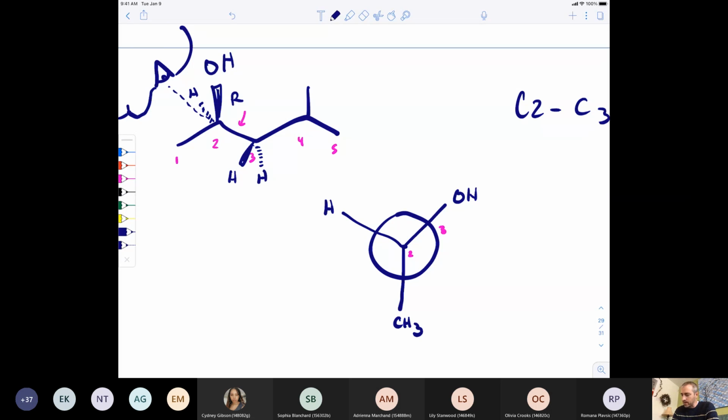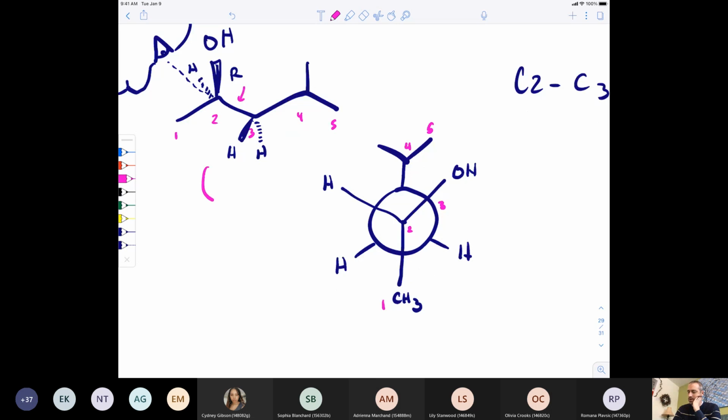Carbon 3 is the back one. Carbon 3 has 2 hydrogens, not a chiral center, so it doesn't matter which order we put these in. We have hydrogen, hydrogen, and then that other group, which is an isopropyl group, looks like this. So counting the carbon chain, we have 1, 2, 3, 4, 5. That would be the longest straight chain here. So this would be the Newman projection for that particular compound.